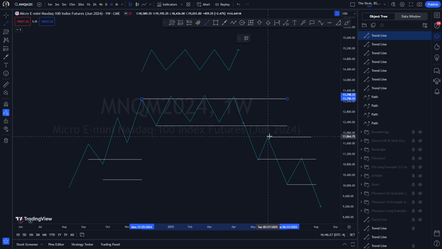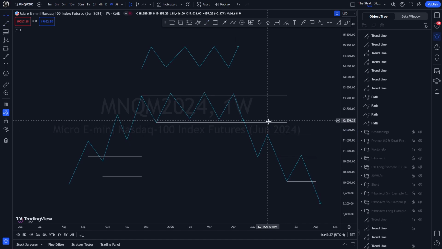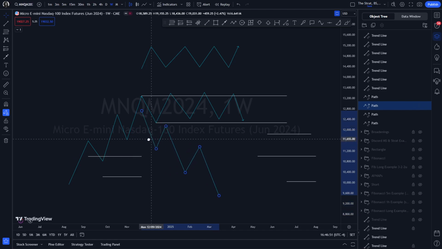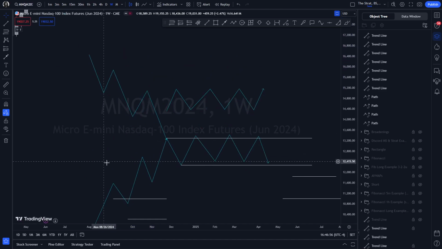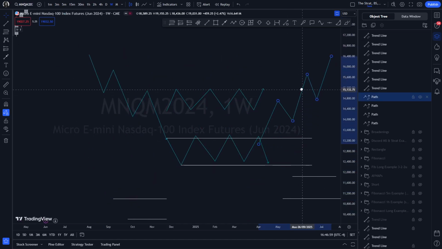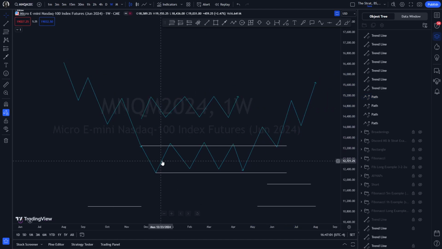Sometimes it will test this resistance, because once it breaks through, support becomes resistance, and so it'll sometimes just come back and check this, sweep it, and then if it doesn't hold, it'll come back down. Otherwise, it'll just fall back into range and then move out the other direction. So it can look like that, or it can also look like this, where it will do this inversely, like on a bullish reversal.